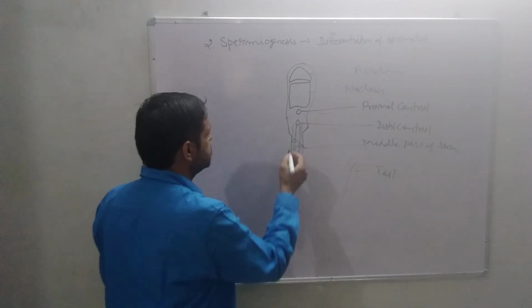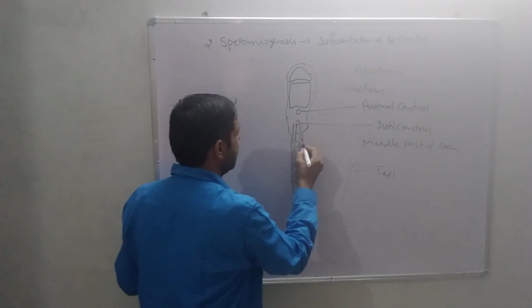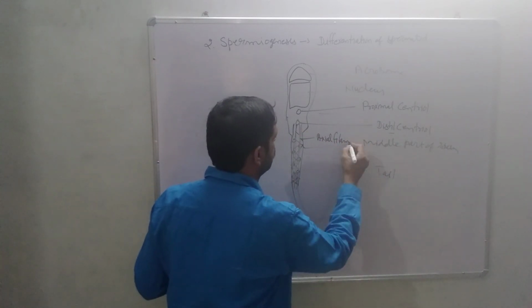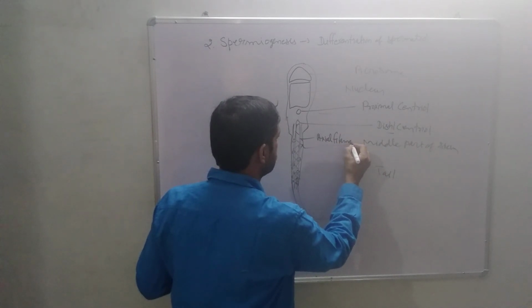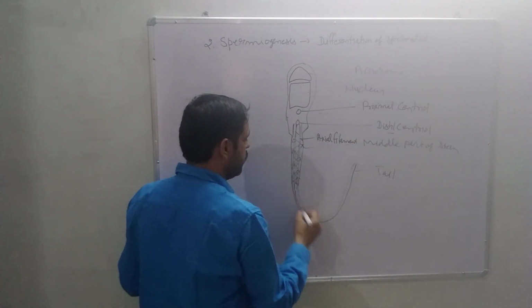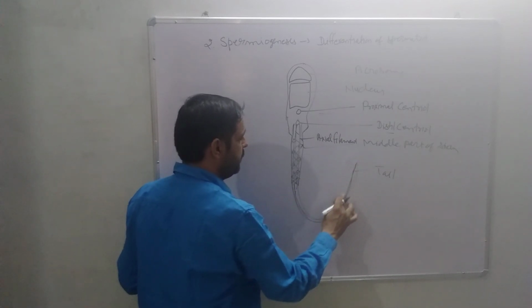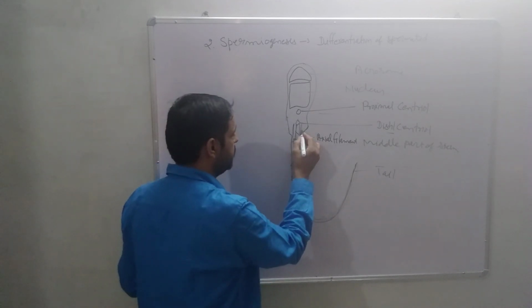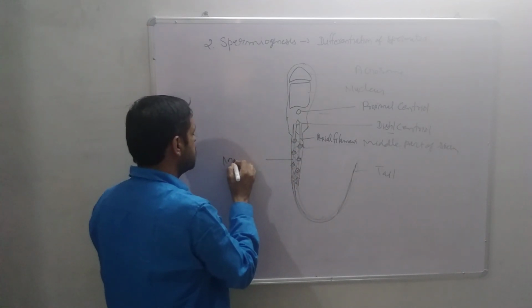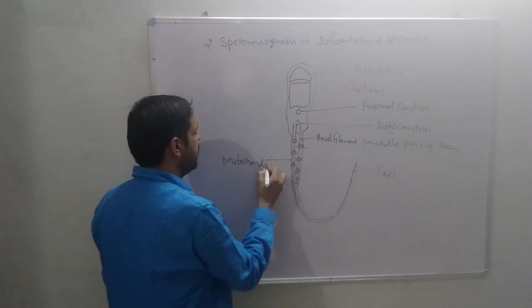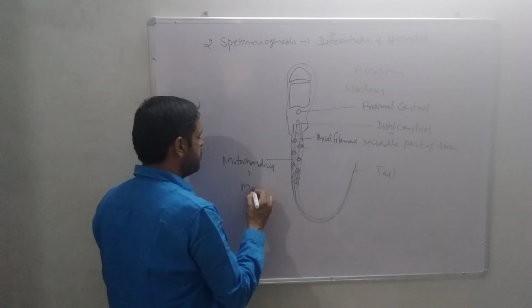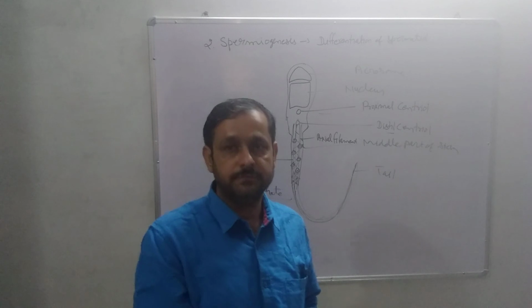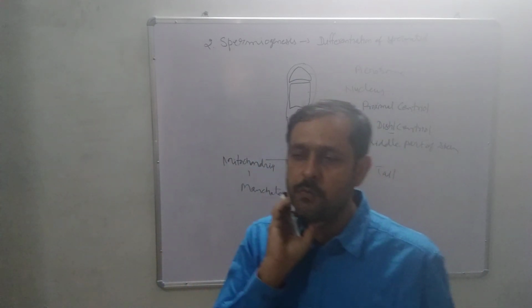Means here some cytoplasm is found, and these axial filaments are formed by the distal centriole, and the tail is made up of only axial filament, and these are the mitochondria which are found in the middle part of the sperm. These are the mitochondria which are found in a layer, and that layer is called the manchette, with its cytoplasm, and the rest of the cytoplasm is destroyed or removed from the sperm.